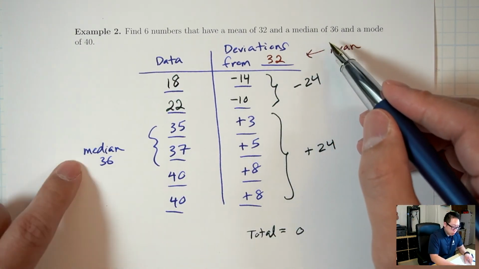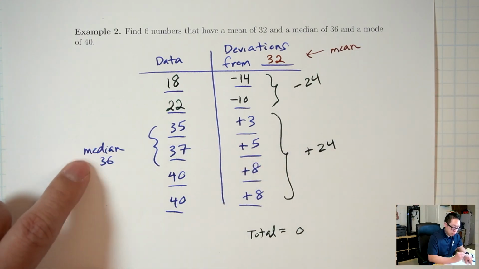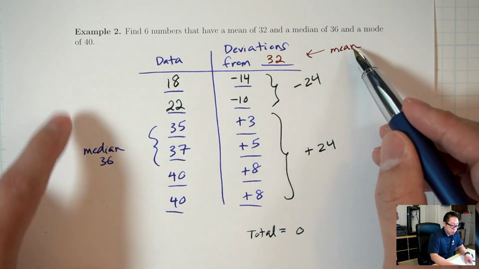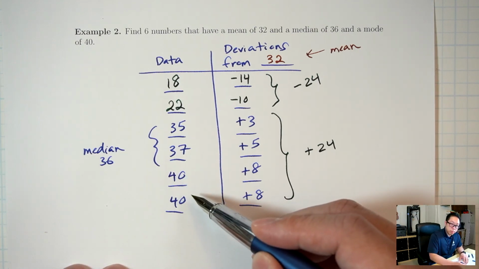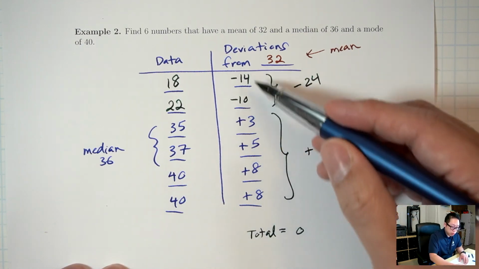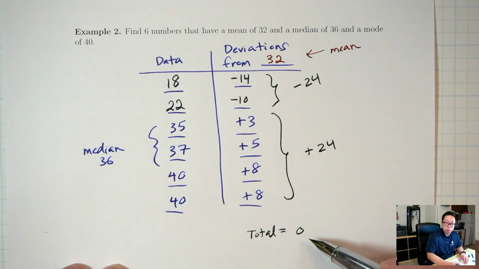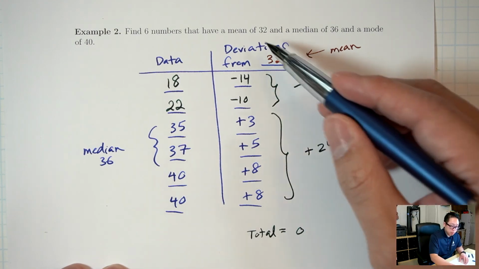Median of 36, we're good, right? We have two numbers in the middle that have an average of 36. Mode of 40, we have two 40s. That's good. And then we made sure that the deviations added up to 0, which takes care of the mean being 32.